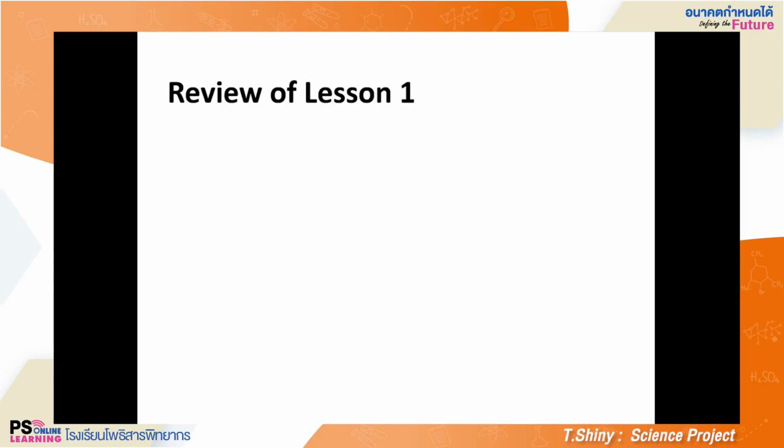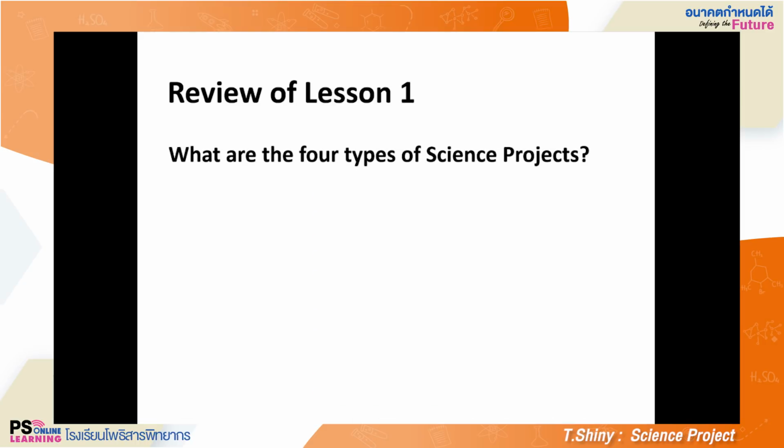Last week, I discussed with you the four types of science projects. Do you remember the four types of science projects? Number 1, experimental or investigatory projects. In these types of projects, out of curiosity, the students do the experiments. So they start with a hypothesis and they use the scientific method in doing this type of projects.